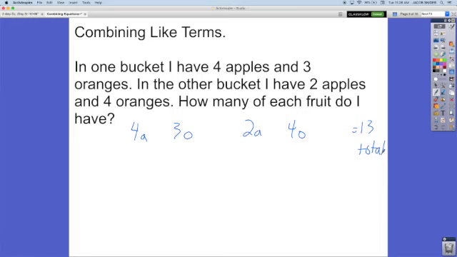So if I was going to combine here, if I was going to add what looks alike, I have 4 apples here, and I have 2 apples here, which means altogether I have 6 apples. And then I have 3 oranges and 4 oranges, so altogether I have 7 oranges. I don't combine apples and oranges to make some sort of weird fruit, right? So my answer to my question would be I have 6 apples and 7 oranges. I combine what looks alike, okay? Now let's apply that to math.